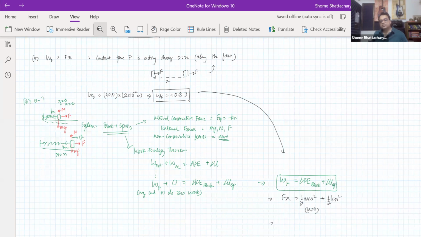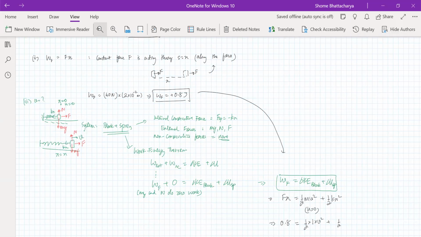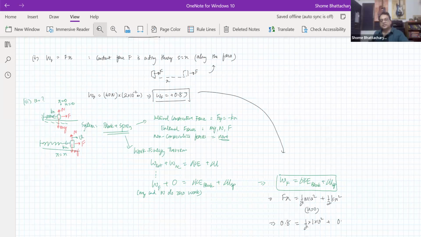So literally I'm getting this formula now that 0.8 is equal to half, and I think we've taken the mass to be how much? I'll just check it out. 1 kg, wasn't it? Yes. Okay, and this was 0.5 joules, right? So we are getting v square by 2 is 0.3. Right? So v will become square root of 3 by 5 or 0.6.